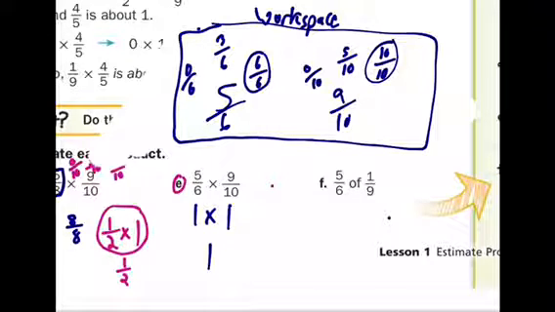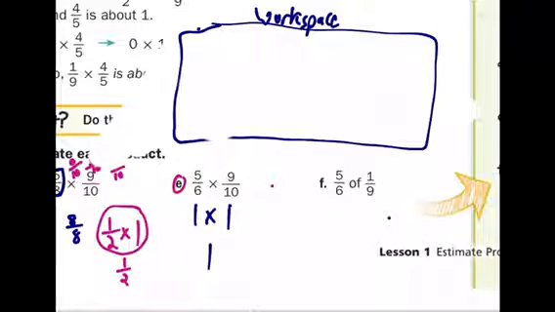Okay, now on to problem F. Let me clear my workspace. Okay, so for F, we have 5/6 of 1/9. Now, do you notice that 5/6, we already had that in E, so 5/6 we know rounds to 1. Now, what about 1/9? So here's my 1/9.